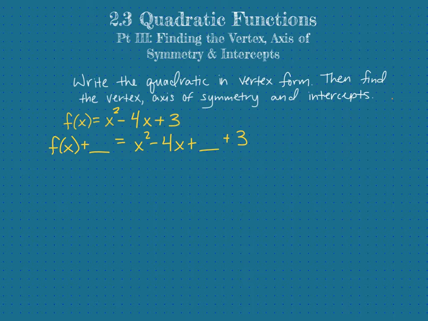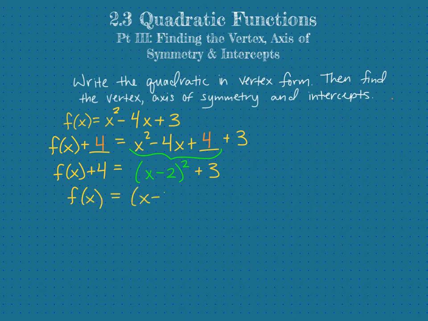So squaring -2 gives us positive 4. So we're adding 4 to that side, so we have to add 4 to that side. So we have on this side f of x plus 4 equals, and we again have created a perfect square trinomial. This can be factored down into x minus 2 times x minus 2 or x minus 2 quantity squared. That's why it's a perfect square trinomial. And then plus 3. We want f of x by itself, so I'm going to subtract 4 from both sides. When I subtract 4, I'll have a -1 at the end.